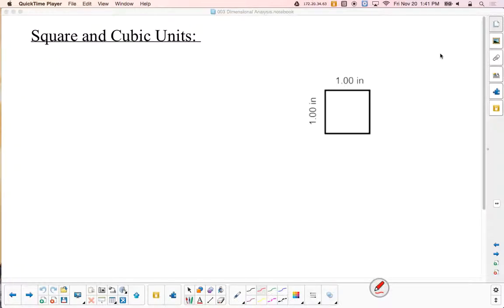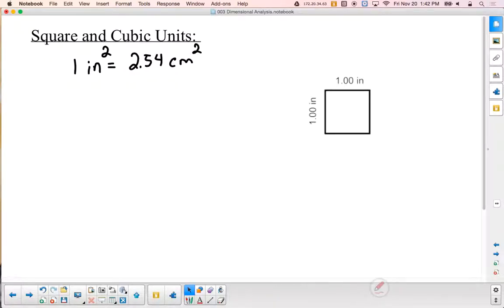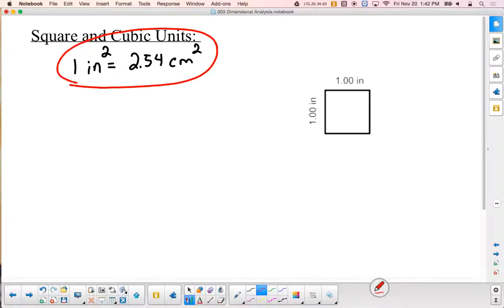The problem with square and cubic units is built upon people making a bad assumption. We know that 1 inch is 2.54 centimeters. What that leads to is people making the assumption that if I want to convert square inches and square centimeters, I can just do this and have a conversion factor that'll work for me. Unfortunately, this is not true. But I need to convince you that that's not true.